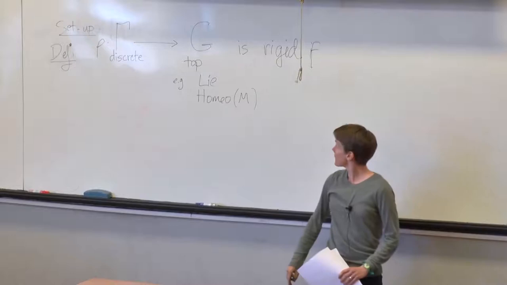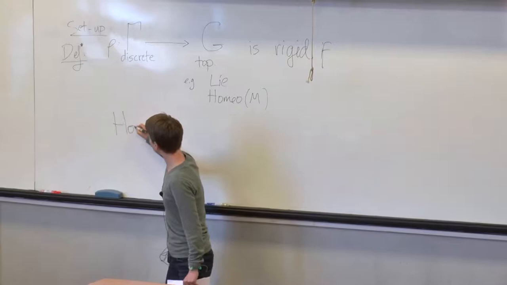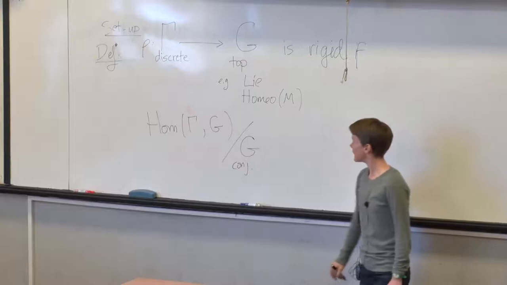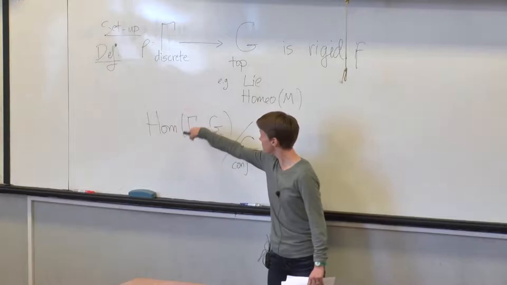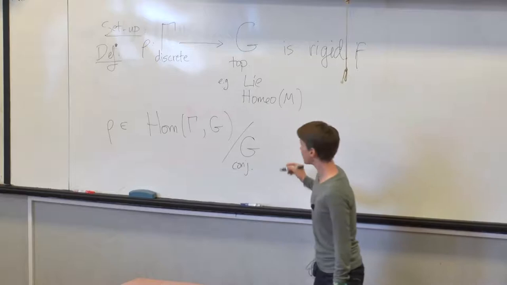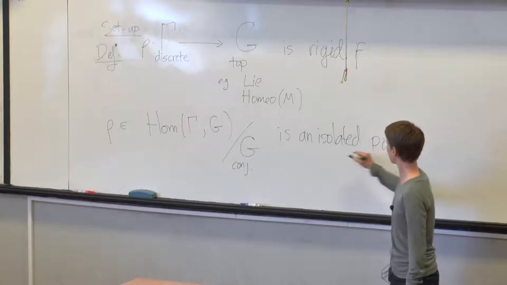To say that this is trivial means that if I take the space of all representations of gamma into G, I want a quotient by the conjugation action of G. Okay. So to say that the only deformations in here just came from this, which I've now killed, should be saying that if rho inside of this space, when I pass to the quotient, is an isolated point. It's not a very strong notion, but I will give you some examples in a minute of where this actually occurs.